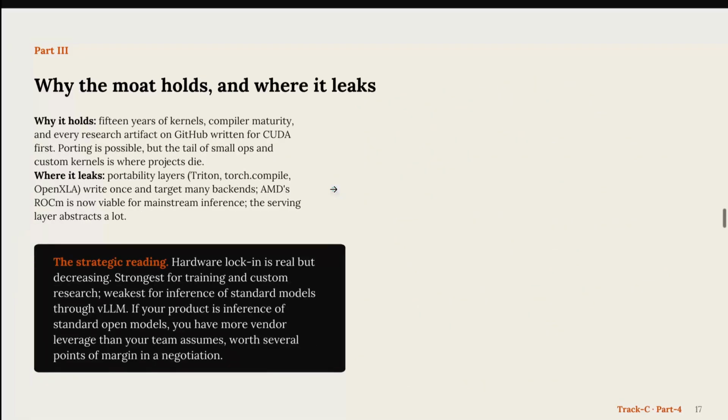And why this moat holds is they have built this over 15 years of kernels, compiler maturity, and every research artifact on GitHub is written for CUDA first. Porting this is possible, but the tail of small ops and custom kernels is where the projects die. So not many people are trying to build this from scratch. What we are currently trying to do is optimize them further, take them further, and really improve. There are other libraries as well, but they aren't as good as this.